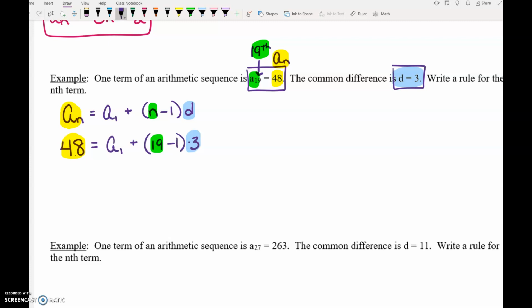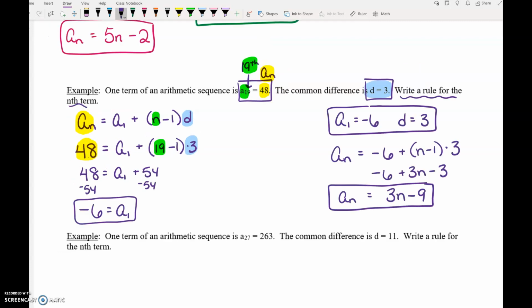The only thing we don't know is the first term. So if I do some math here, 19 minus 1 is 18. 18 times 3 is 54. Once you figure out your first term, you then have to take your first term and your common difference and plug it into that formula to finish finding the rule for the nth term. That is your ultimate answer.